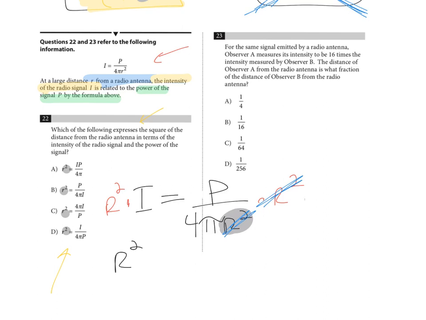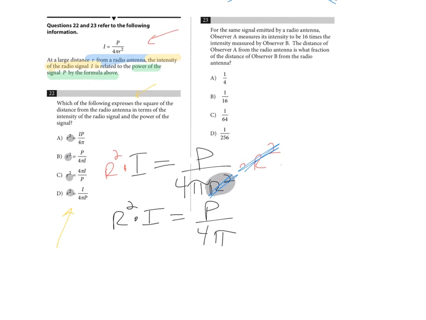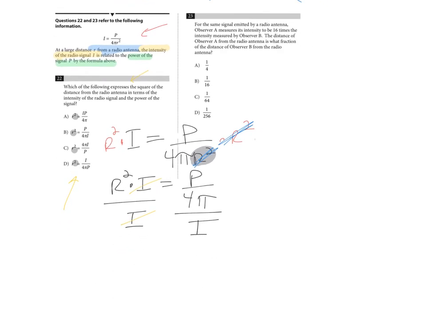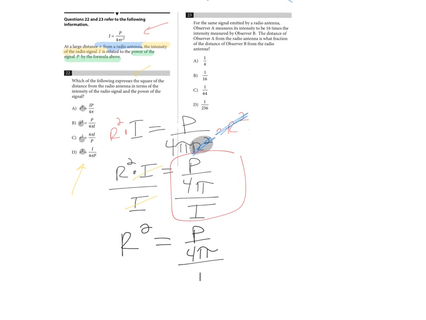So on the right-hand side, I have r squared times I. That equals P over 4 pi. And now to get that r squared by itself, I'm going to divide both sides by letter I. So we have r squared isolated. We have r squared equals. Now look at what we have going on the right-hand side. We have P over 4 pi divided by I. Now this is a complex fraction. Let's rewrite this right-hand side.